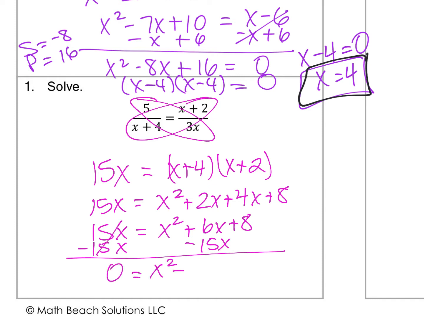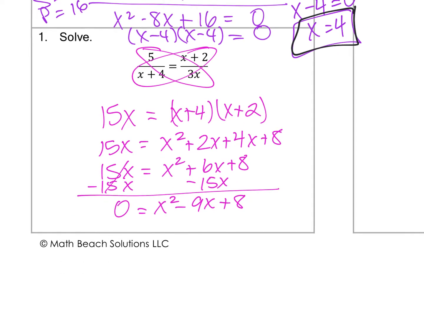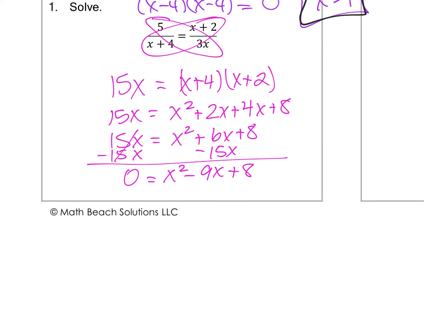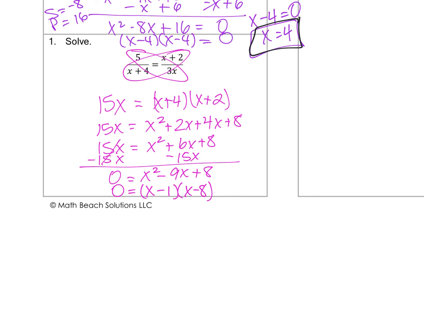So that would be minus 9x plus 8. Okay, so I'm just going to factor it. So that would be -1 and -8. Multiplies to +8, adds to -9. And then remember, to solve it, you're setting each one of those equal to 0. So x would be 1 and 8.